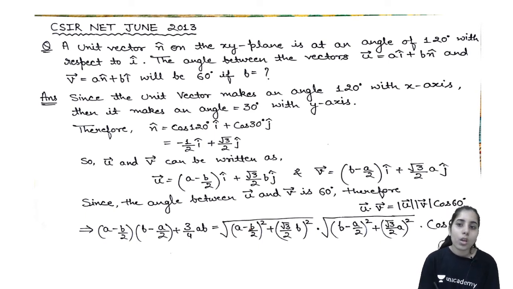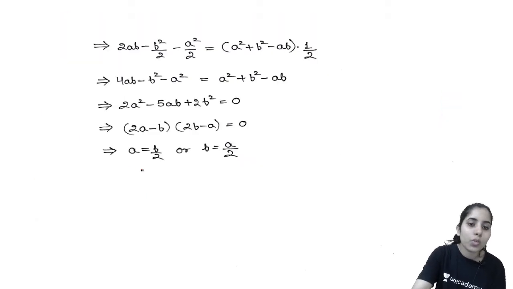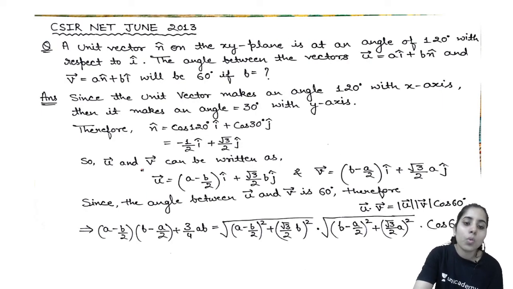See, a unit vector n on the xy plane is at an angle of 120 degrees with respect to i. The angle between the vectors u, that is equal to this, and v, that is equal to this, will be 60 degrees if b is what? Now guys, there are two different ways we can solve this question. One I have shown you here, but when I discuss it with you, I will discuss it in a more simplified manner. Let's have a look at this.